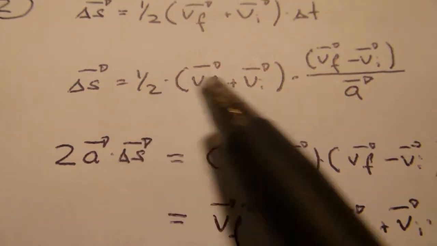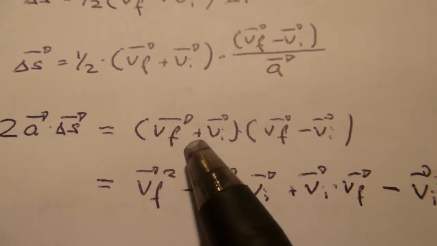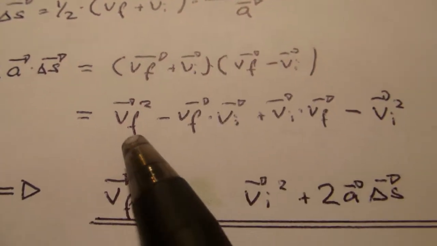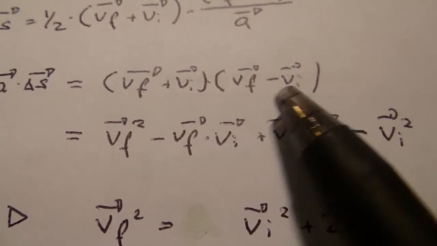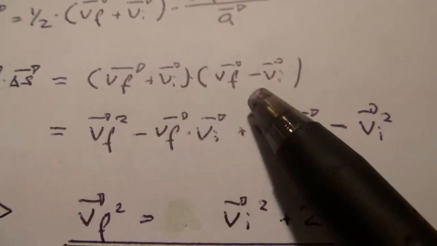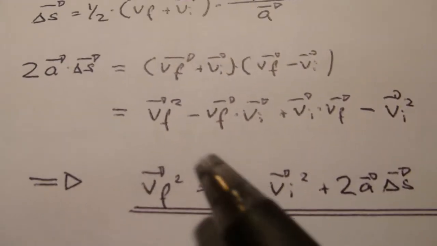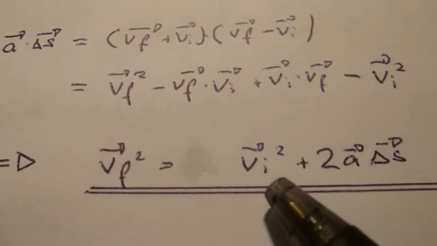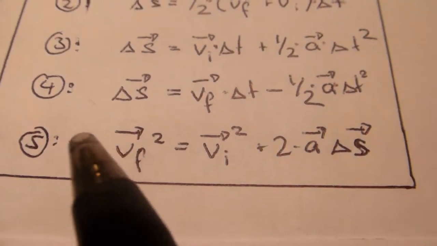If you multiply that by 2 and by A, we get 2A delta S is V final plus V initial times V final minus V initial. If we multiply that out, we get V final square minus V final times V initial plus V initial times V final minus V initial square. These two cancel each other out, therefore we get V final square is, if you take the V initial over on that side, V initial square plus 2A delta S, which is exactly our fifth formula.